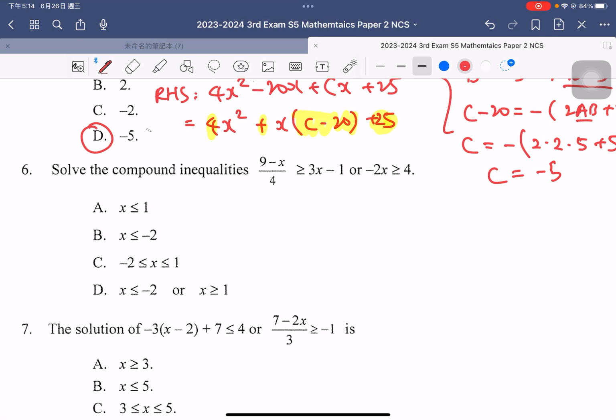Alright, question 6 is about the inequality, which is connected by OR. So we solve them one by one. For the first one, we have a fraction, which means that we need to move this divided by 4 to here. It becomes times.